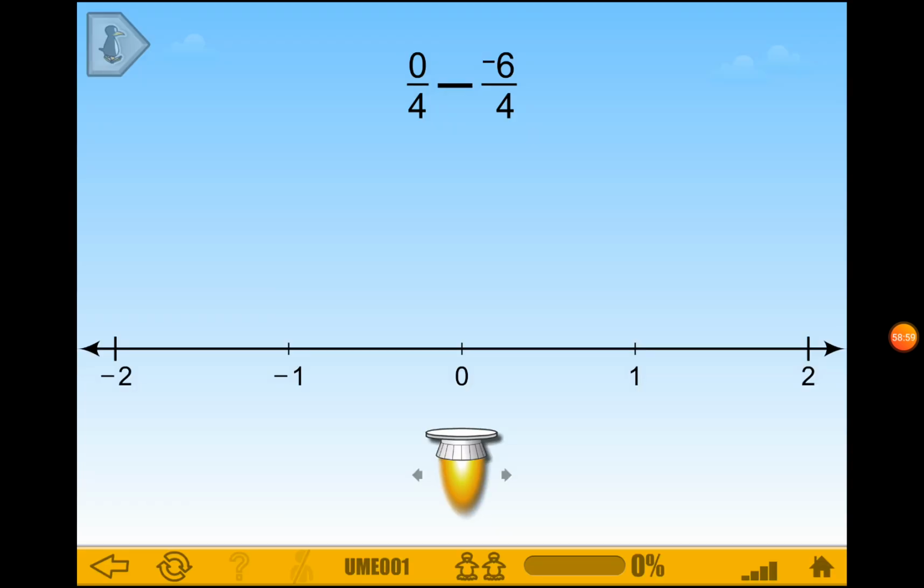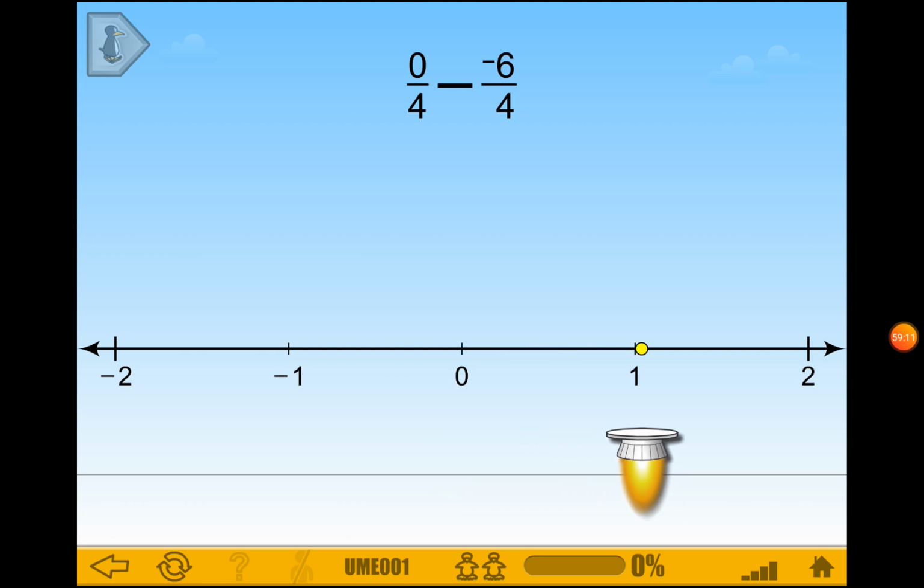Okay, 0 minus negative 6/4. So negative times negative is positive, so that would actually be 6/4, which is equivalent to 3/2. So this is 2/2, then 3/2 is right here.